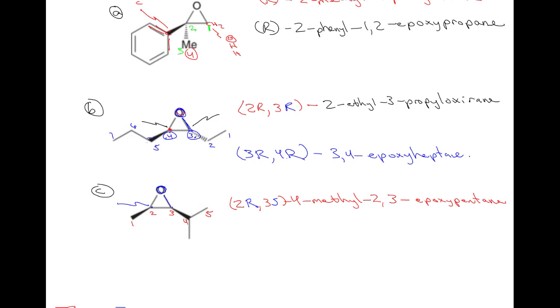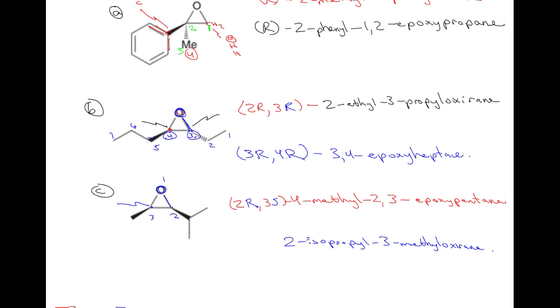So I have 2R, 3S, 4-methyl, 2,3 epoxy pentane. And if I want to name this as an oxirane, well, then it gets a little bit more interesting because you can hopefully see that the 2 groups on the ring are an isopropyl group and a methyl group. With isopropyl, we don't ignore the prefix iso, so iso should come first. So in that case, we should number the ring 1, 2, 3. So it should be a 2-isopropyl, 3-methyl oxirane. So we can write that in: 2-isopropyl, 3-methyl oxirane.